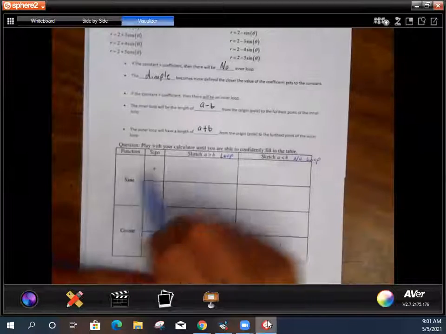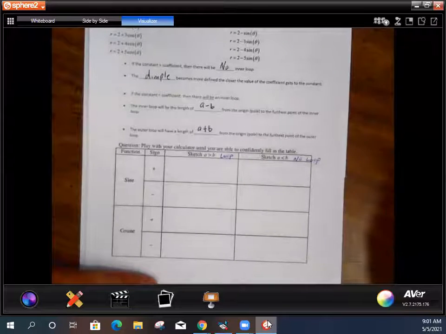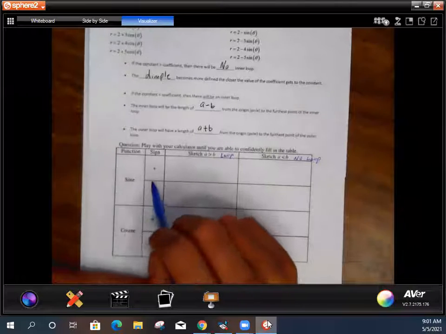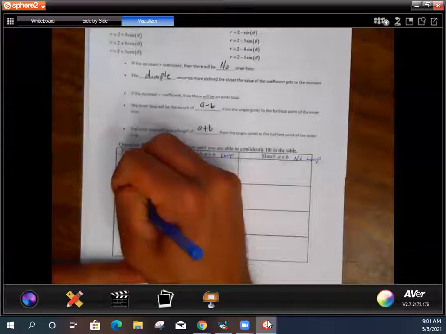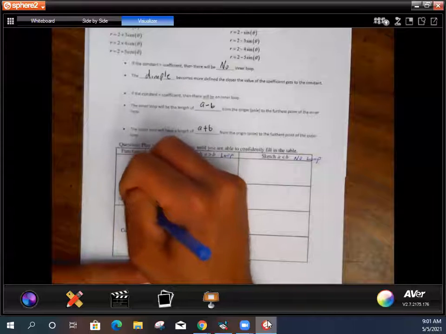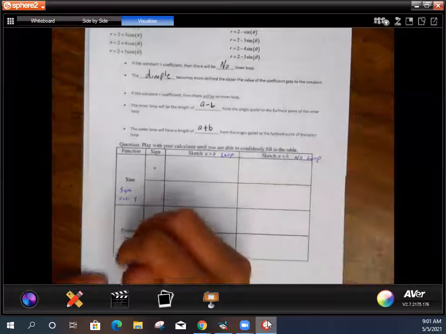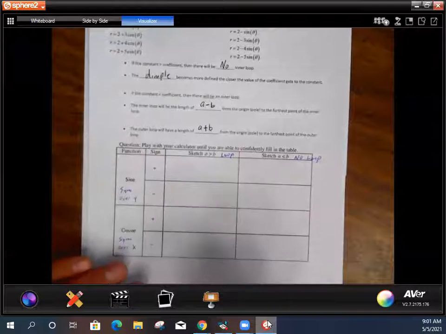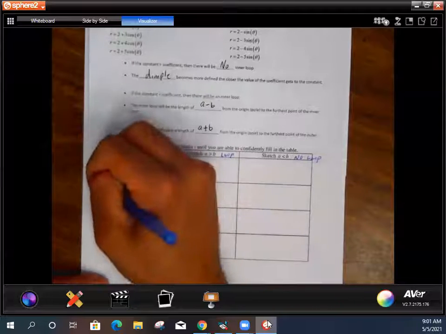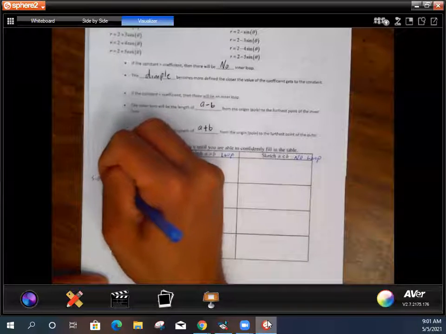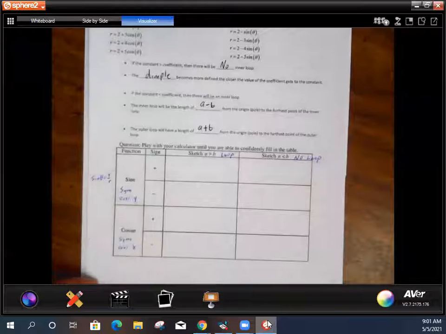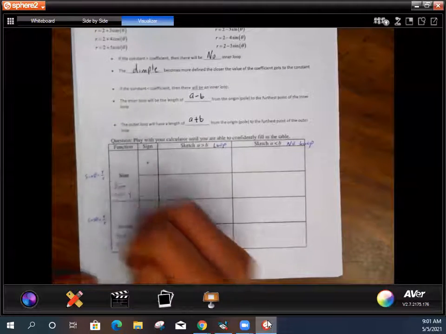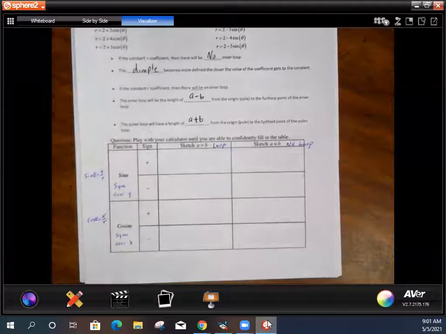So remember, just like yesterday when we did cardioids, sine is going to be symmetric over the y-axis, and cosine is going to be symmetric over the x-axis. That's because sine of theta is equal to y over r, and cosine of theta is equal to x over r. All right, so that's how I think of it.